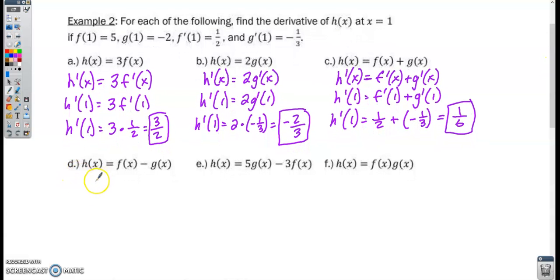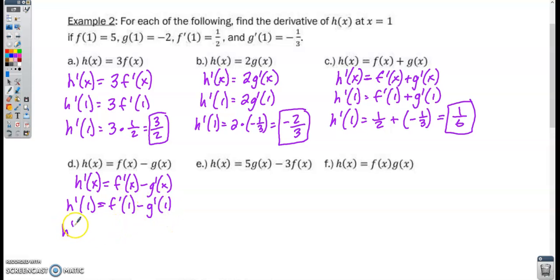Part D, h of x is equal to f of x minus g of x. So take the derivative of that. Difference rule, and so that's just going to be the derivative of f minus the derivative of g. And so finding h prime of 1, that's going to be equal to f prime of 1 minus g prime of 1. And then we can go ahead and substitute the values in.